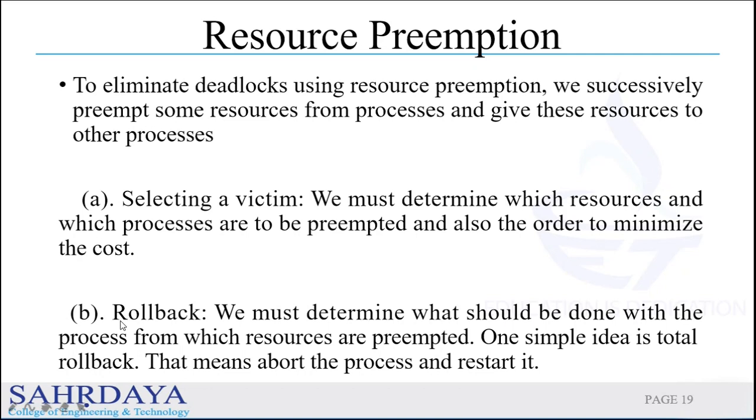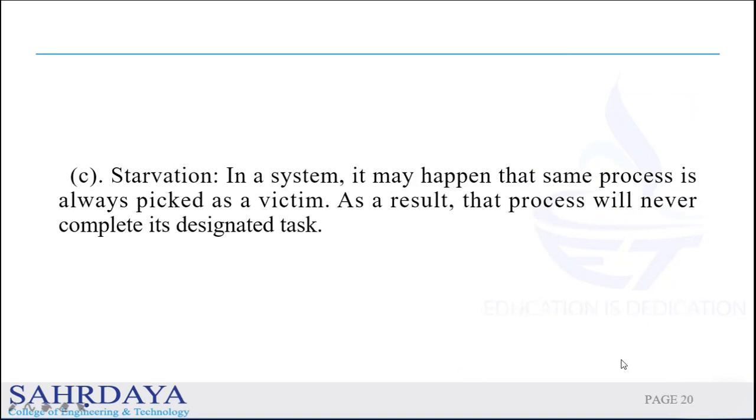The second option is rollback. About rollback, we must determine what should be done with the process from which resources are preempted. One simple idea is total rollback. That means abort the process and restart it.